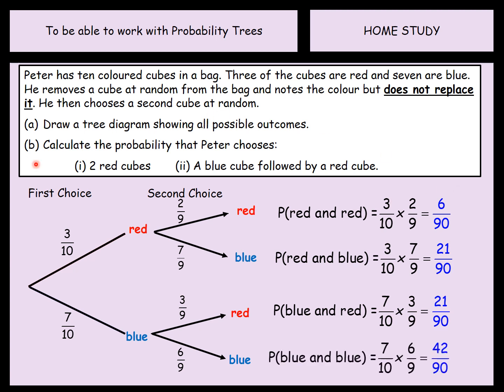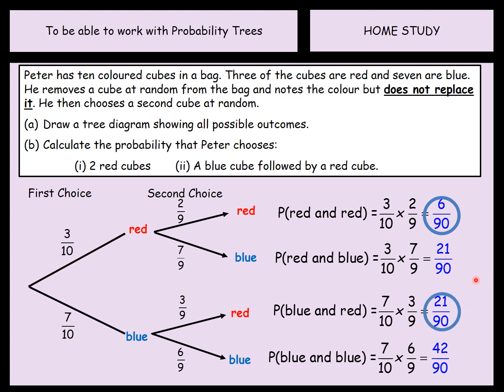Okay, part B: calculate the probability that Peter chooses 2 reds. So red and red is this first one, 6 out of 90. Don't worry about cancelling it down, we don't need to for probability. And again, a blue cube followed by red. So blue and then red, 21 out of 90.